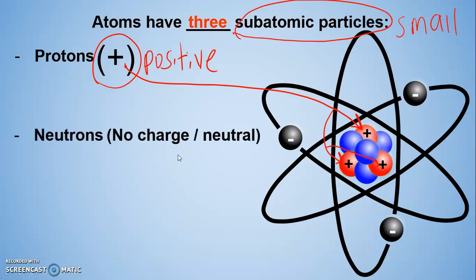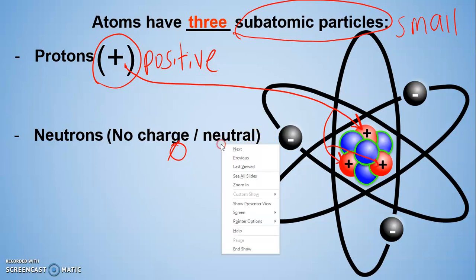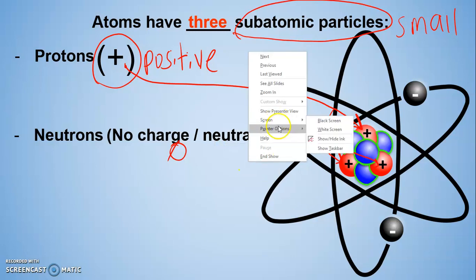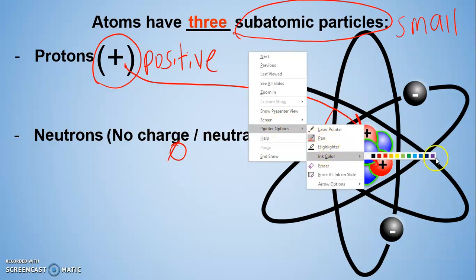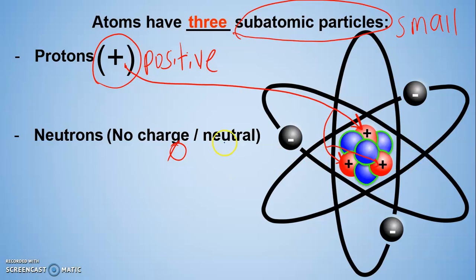Neutrons have no charge, they're neutral, right? 0. So I'm going to look for particles that don't have any symbol on them at all. So if I look at this one here, I'm just going to change my pen color to make this a little bit easier, right? I see that these particles here have no charge on them. They have nothing written on them. They're blank. So those are going to be my neutrons. They're neutral.